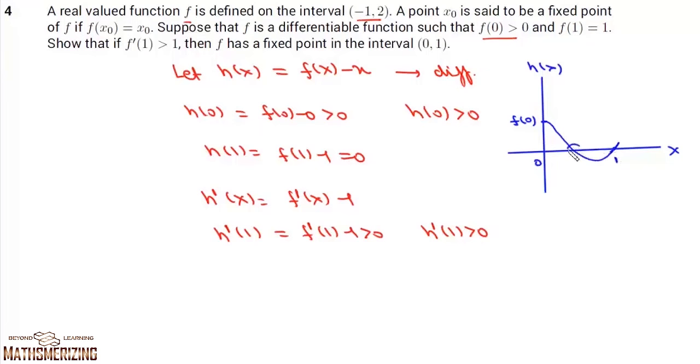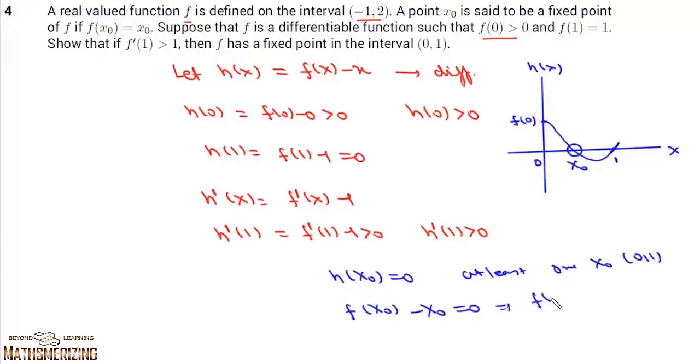So that means there will be at least one point between 0 and 1 where h(x) is 0, and suppose this point be x0. So there will be at least one x0 in the interval 0 to 1 such that h(x0) is 0. Now what is h(x0)? It is f(x0) minus x0 equals 0. That is, the value of f(x0) must be equal to x0. That means this f has a fixed point in the interval 0 to 1.